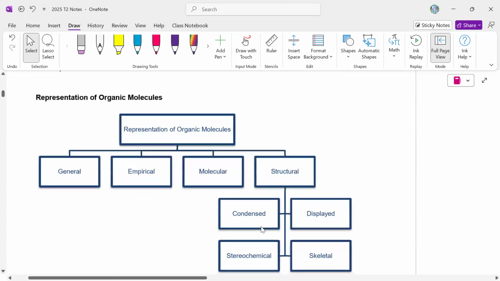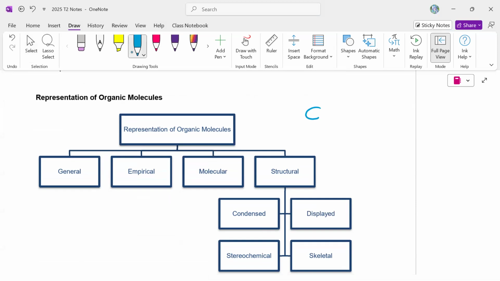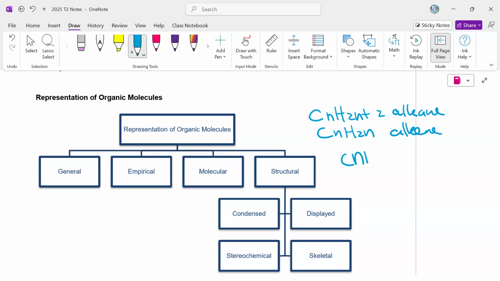Okay, so how do we represent organic molecules? We know the general formula. Different functional groups have different general formulas. So for alkanes it is CnH2n+2. For alkenes it is CnH2n. And for alcohol, it could be CnH2n+1OH. Sorry, it should be CnH2n+2O.